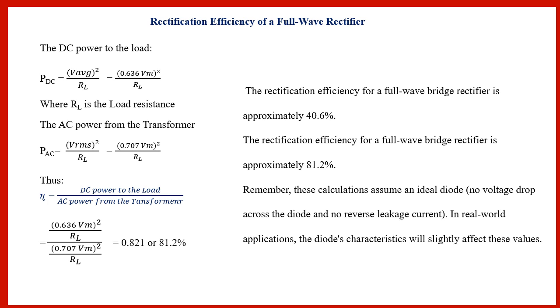In our last module, we also discussed the ripple factor. The value of the ripple factor in the case of a half wave rectifier is 1.21. However, this value is 0.48 in the case of a full wave rectifier. So it also shows that the full wave rectifier is better than the half wave rectifier in various studies.